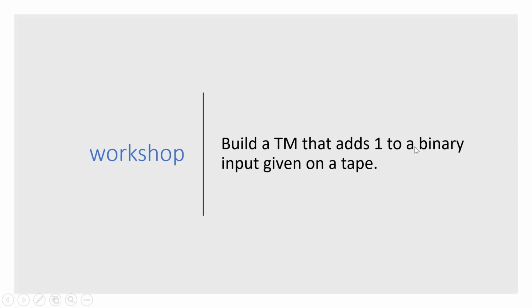Let's take a look at a more interesting problem now. Build a Turing machine that adds 1 to a binary number input given on a tape. What we mean by that is if you have a binary input on the tape, let's say 0, 0, 0. This indicates just the decimal 0. If you add 1 to this, then it adds 1 to this bit and you get 0, 0, 1.